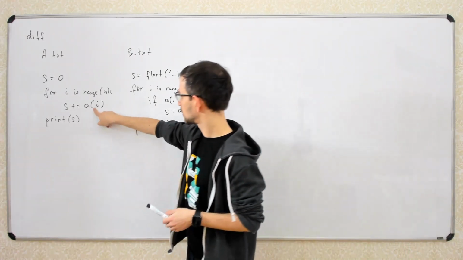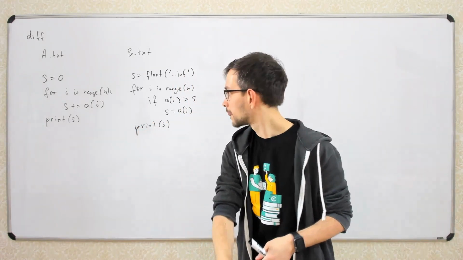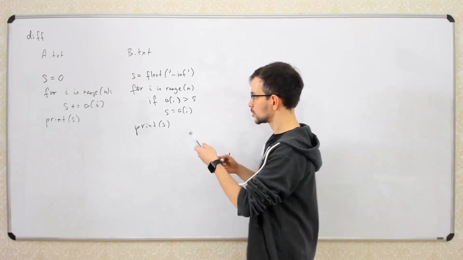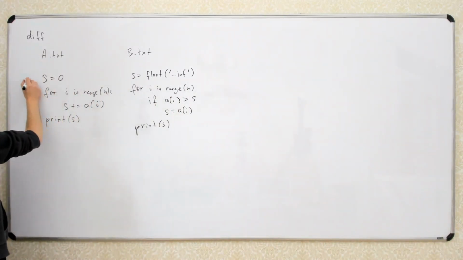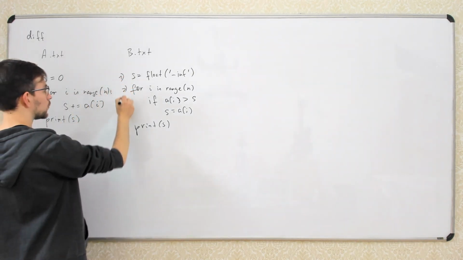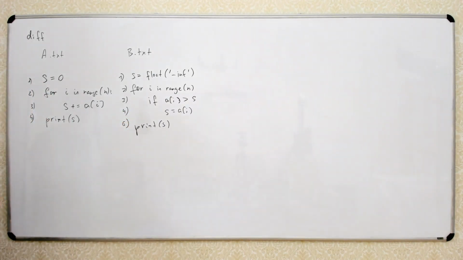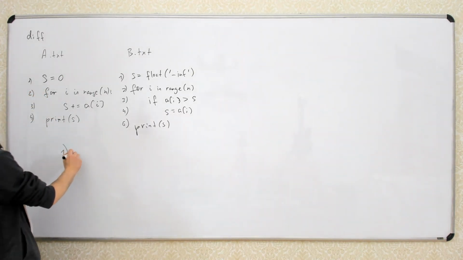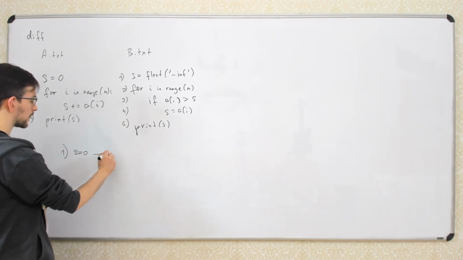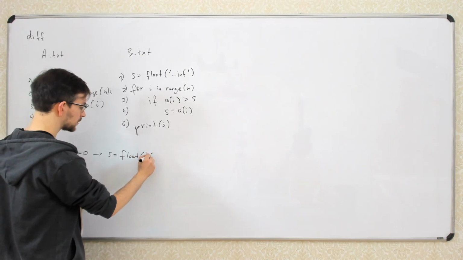So this was the first version, and this is the second version. And you want to find what changes were applied to this program. Let's say we have these lines 1, 2, 3, and 4. Here we have 1, 2, 3, 4, and 6. So which changes should we apply to make this program from this program? We need to change the first line. So the first line was changed from s equal to 0 to s equal to float of minus infinity.